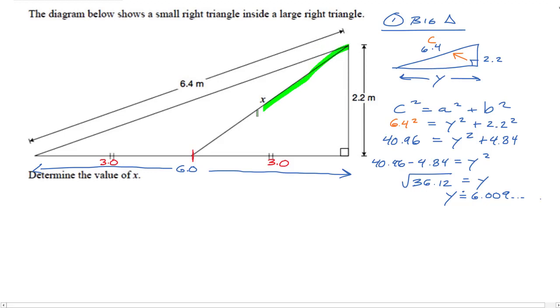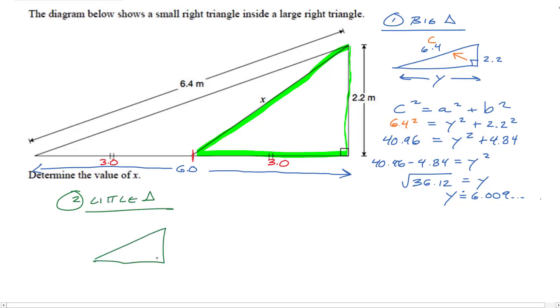Let's look at this guy now. So if I look at that triangle, right, let me just draw him separately here. Here's step 2. We'll call him little triangle. All right. Well, this bottom here is about 3. There's the x, there's the 2.2. Guess what? We're just going to use Pythagorean theorem a second time.